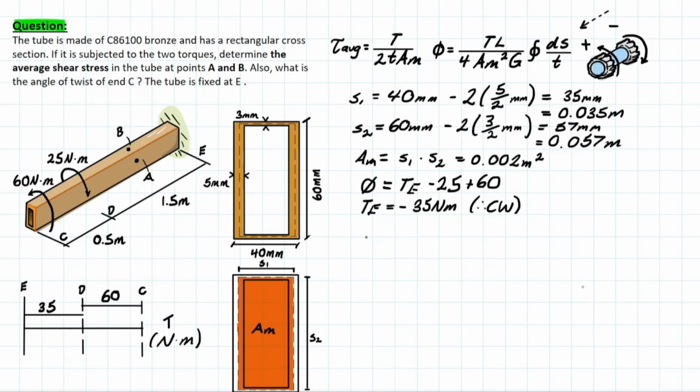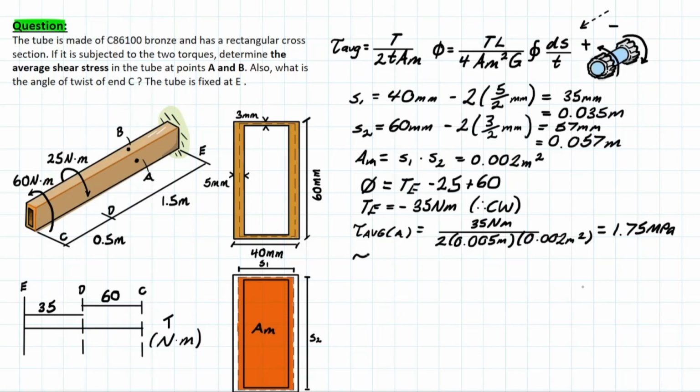Okay. Now we can start solving for the average shear stress at point A and point B. So in order to do this, we have to consider the segment DE, where these points are lying, and plug in to our average shear stress formulas. So the first one is for A, where we're going to have that 35 newton meters, and that's going to be all over 2 times the thickness at the point. So we're going to be considering that 5 mil section right here. In terms of meters, that's 0.005 meters, and times the area AM, which we have solved for as 0.002 meters squared. And solving that, we're left with 1.75 MPa.